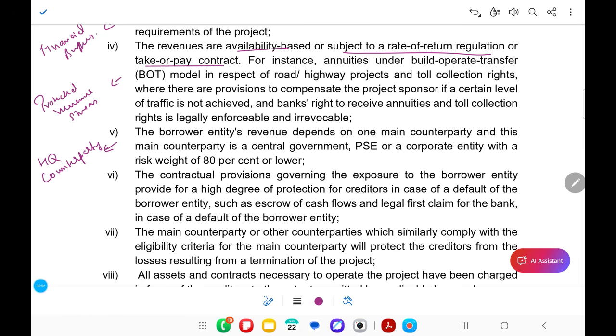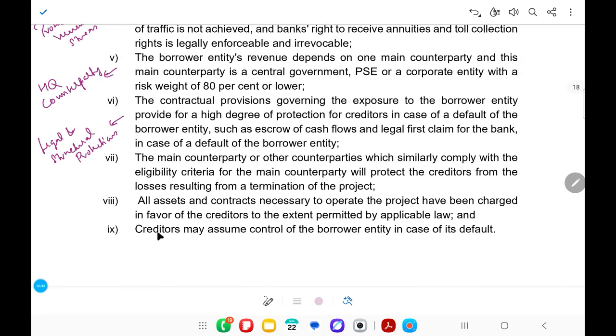So your counterparty must have a risk weight of at most 80%, right? If this arrangement is there, then this fifth condition is also satisfied. Now, the sixth condition is about legal and structural protections. The contract must provide a high degree of protection to creditors in the event of default, right? So there should be a mechanism like the escrow of cash flows and establishing a legal first claim for the lending bank. If this kind of arrangement is available, then these conditions are satisfied.